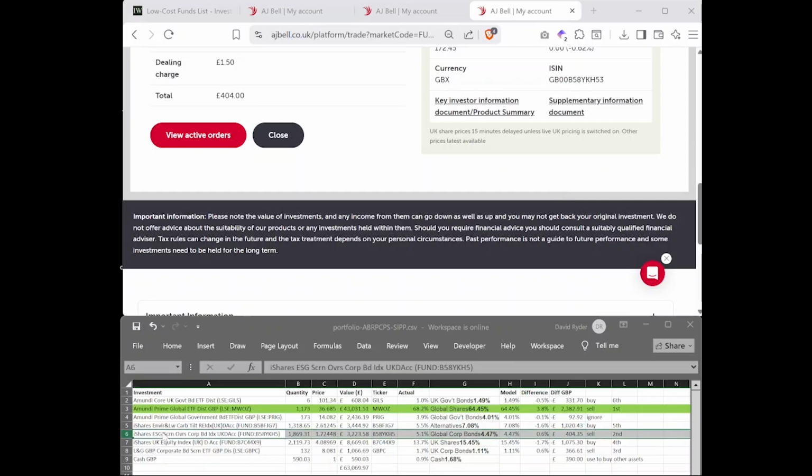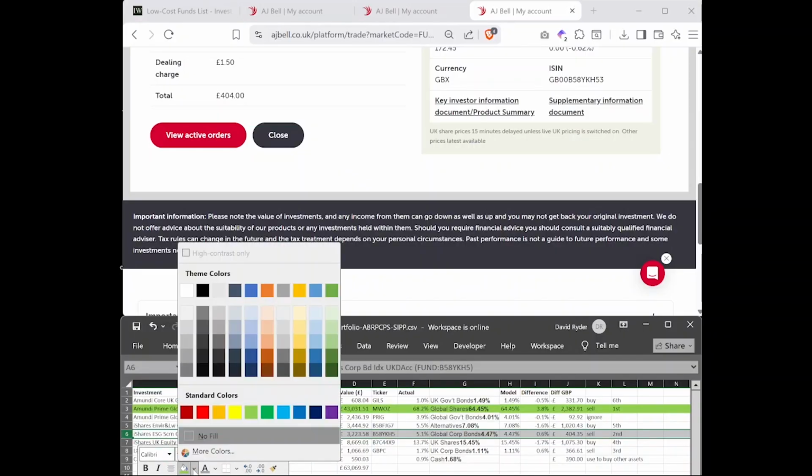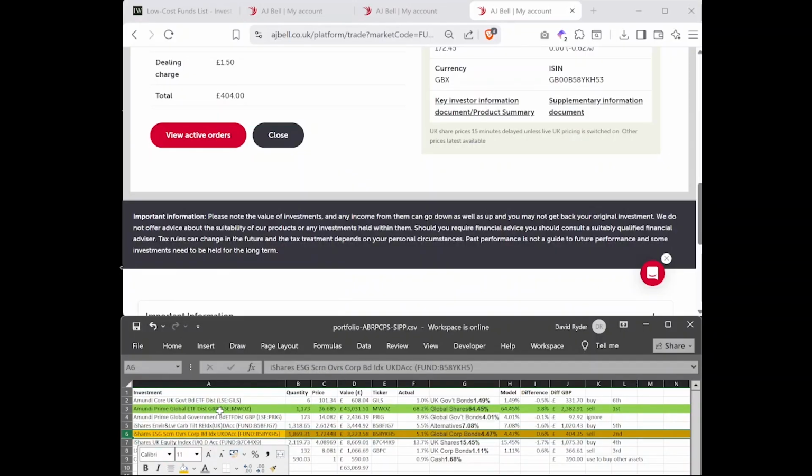Okay, so I'm going to consider that one as having been placed but not completed. So I don't need to do anything else on that apart from keep an eye on it. So I'll just make that amber. So that's the second thing I need to do. And then the third is this one. And that is L&G Corporate Bond Screened, which we all know and love. So let's go look at that one.